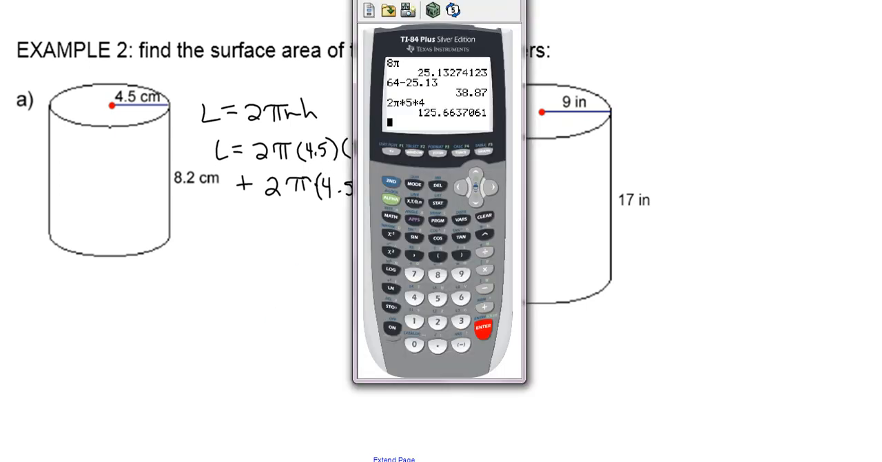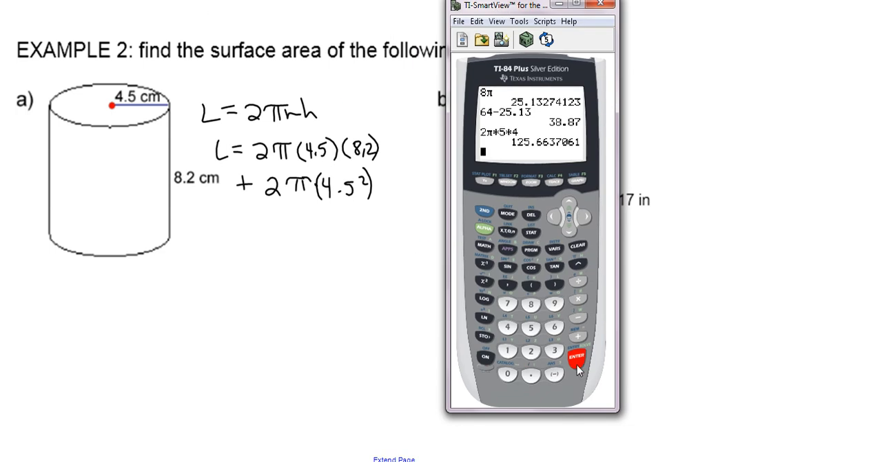Alright, and we can put all those values in our calculator. We have 2 times pi times 4.5 times 8.2. We're going to add that to 2 times pi times 4.5 squared. So we get a total surface area of 359.1.